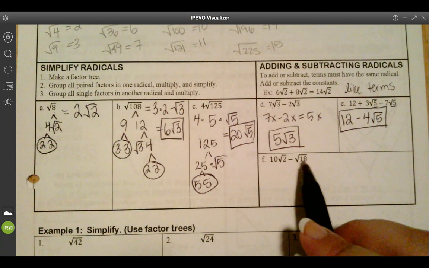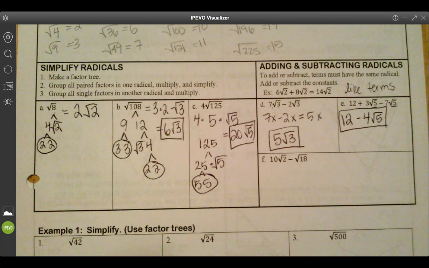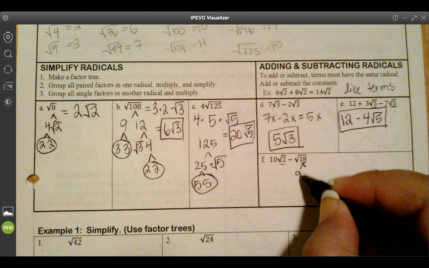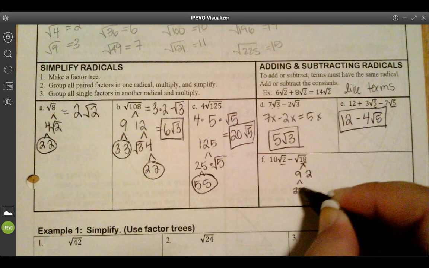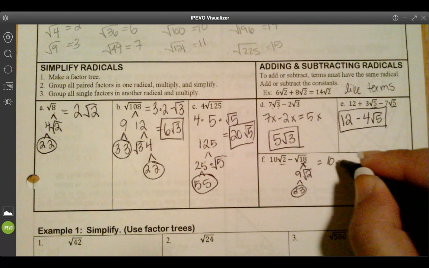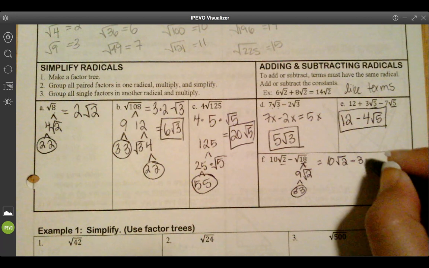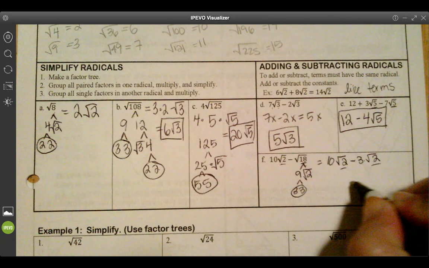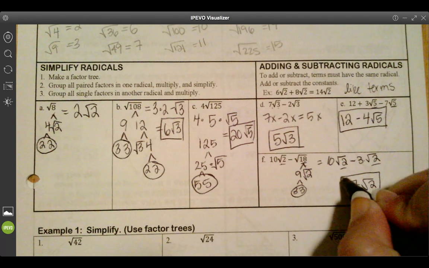And then lastly here, we don't have like radicals. They're not like terms. The 2 and 18 don't match. However, 18 can be factored into 9 times 2. 9 is 3 times 3. So we can actually rewrite this. 10 times the square root of 2 minus 3 times the square root of 2. Now they are like terms. They have the same radicals. So we can say 10 minus 3 is 7 times the square root of 2.